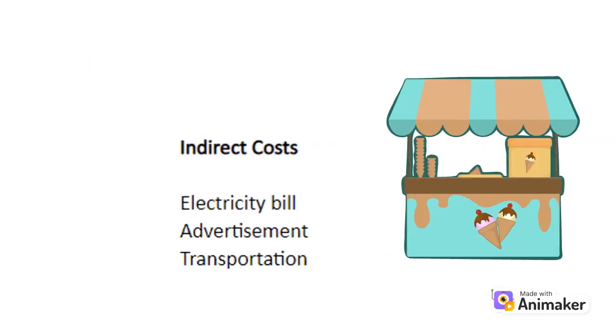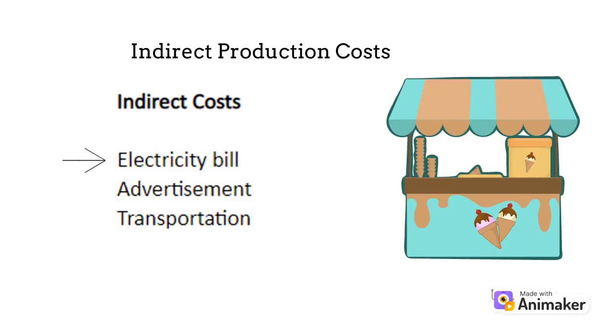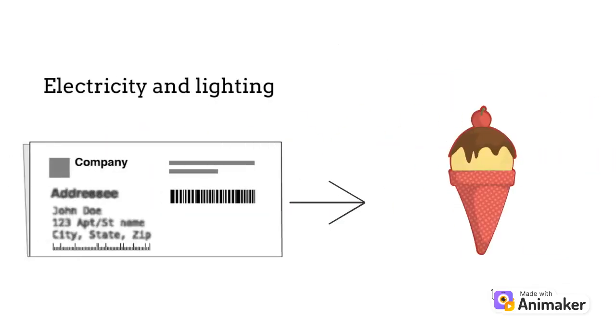The other thing is indirect production costs that cannot be directly attributed to units of production. Let us consider public utility expenses, namely electricity expense. How can you trace the electricity expense to 1 unit of an ice cream that is sold?